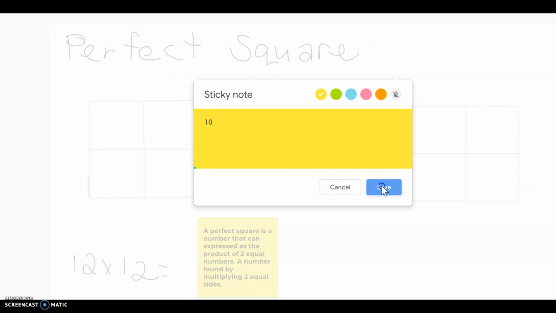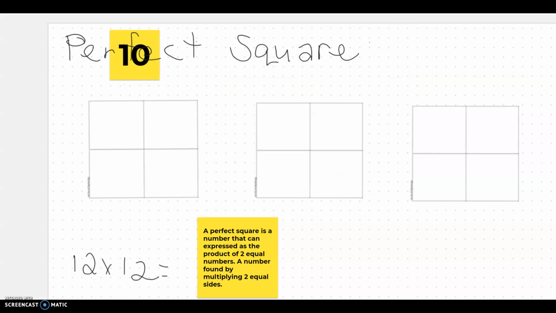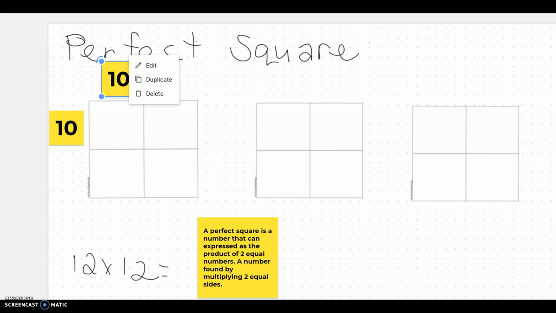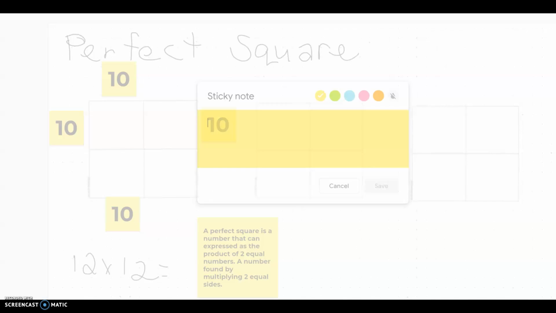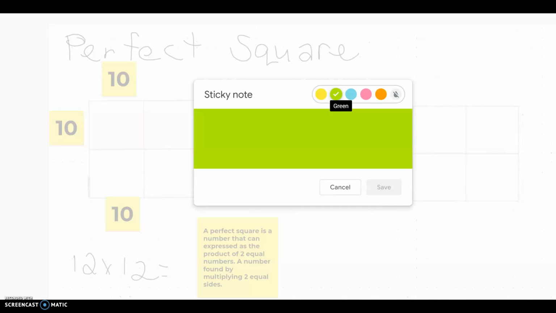So I'm going to do one of my sticky notes is 10. So I'm going to put my 10 right here. And then I'm going to just go ahead and duplicate it because I know that's going to also be a 10. If this is a 10 here, I know this is going to be a 10 down here. And I know that this is going to be a 10 over here. And then my other number is 2. So let me choose a different color here and type in 2. That's going to be my other sticky note.